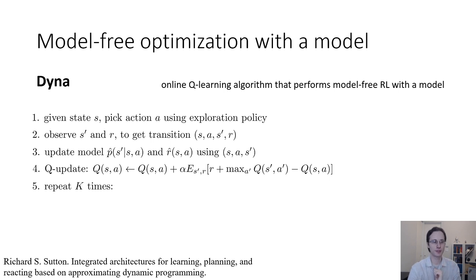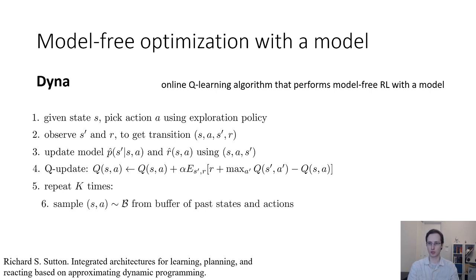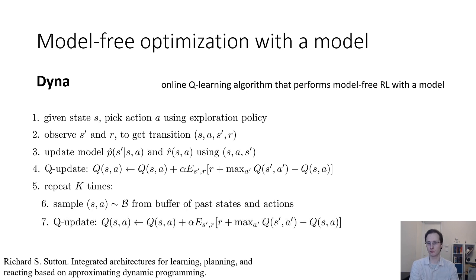And then step 5, this is where the fun part happens. Step 5 is where we're going to use our model to train up our Q function some more. So you can think of step 4 as basically update your Q function on the transition you just did, and now train it some more on transitions that you didn't see. So you're going to sample a state and an action from your buffer. So this is a real state that you were at and a real action that was actually taken. And then estimate the next state S prime and the reward using your model and perform an update on that.